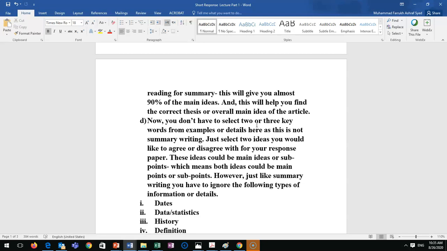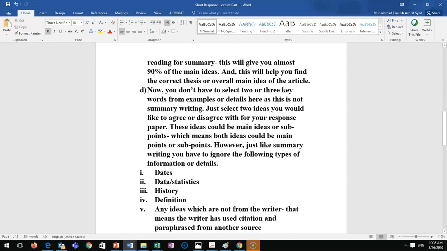As I told you, 3 to 5 sentences are normally there in 1 paragraph, so they're not going to be too long and you're not missing a lot of information using the quick reading in the first part. And this will help you find the correct thesis or overall main idea of the article, as we discussed before.